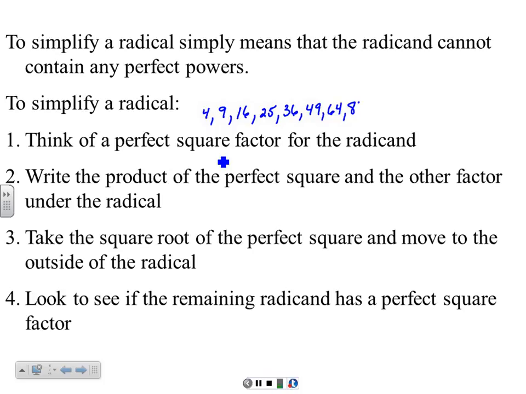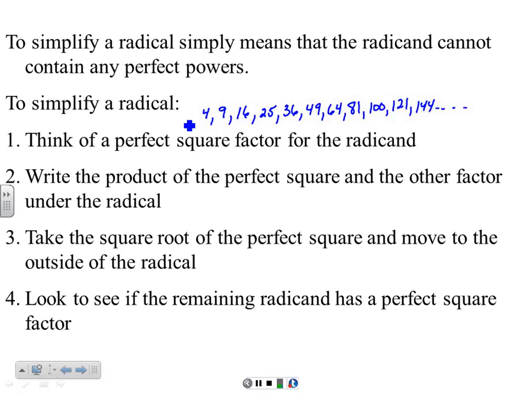9 times 9 is 81. 10 times 10 is 100. 11 times 11 is 121. 12 times 12 is 144, and it just goes on and on and on. So this is a list, and you may want to write this list down on your index card for your test, because this is what you're going to think of.